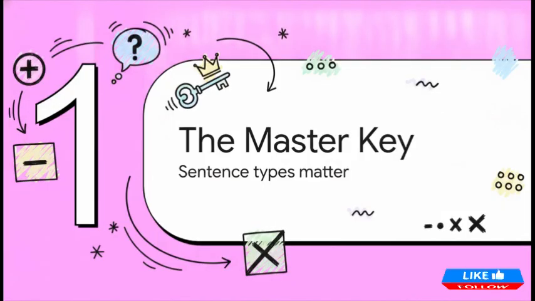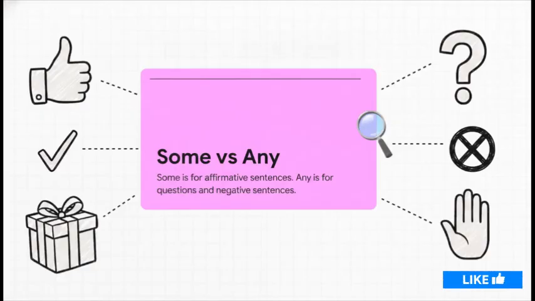Section 1. The master key. Affirmative statements, questions, and negative sentences. Moving to step 2. This is where things get really fascinating. The type of sentence you're building completely dictates the quantifier you're allowed to use. Let's look at some versus any as our first real-world example. Some is strictly designated for affirmative sentences, basically positive statements where something is true, and it's also used for offers. But any, that is the exact tool you must reach for when you're forming questions or creating negative sentences.